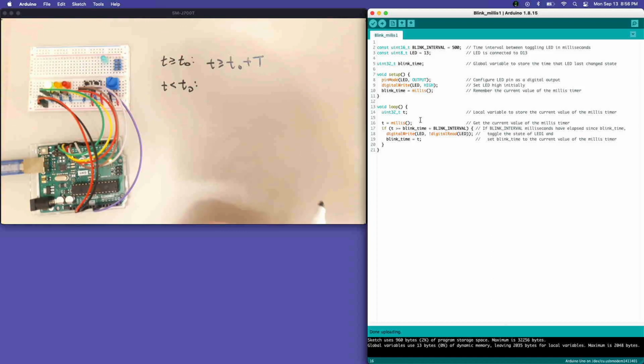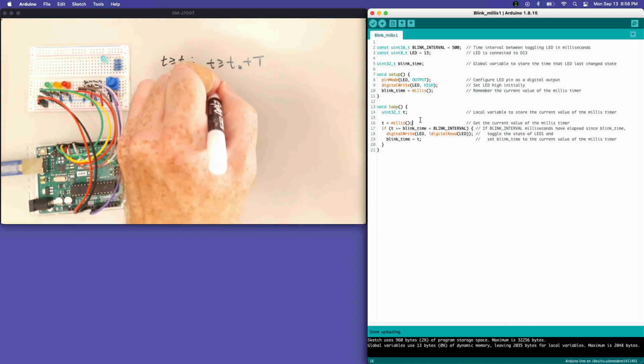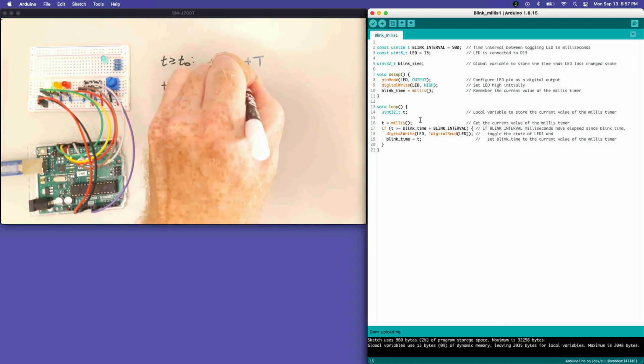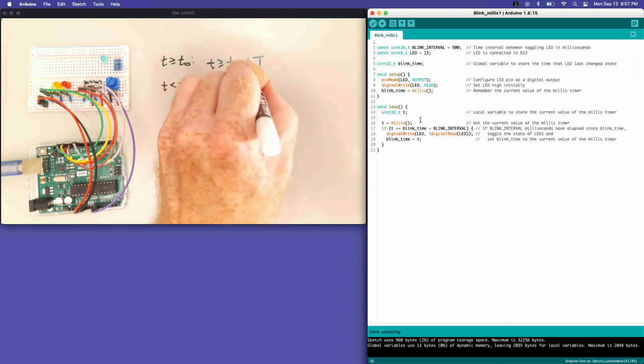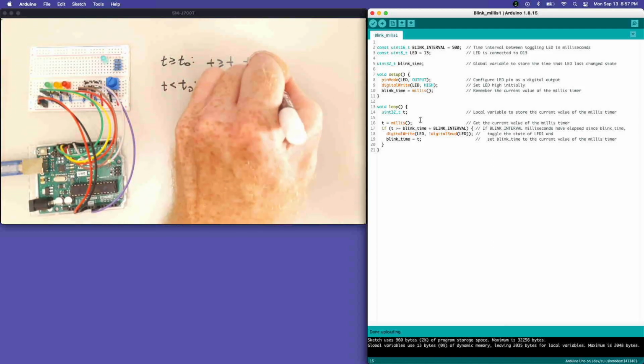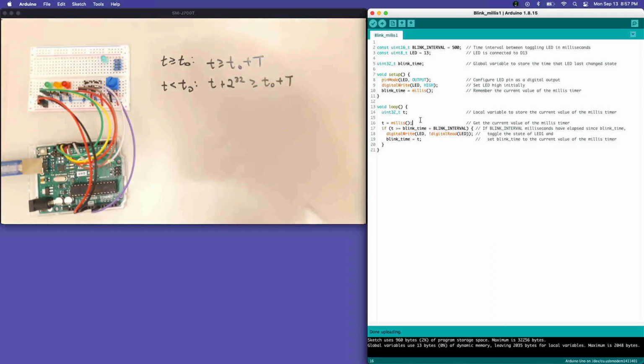Okay, and in that case, the condition that we would really like to be checking is something more like t plus 2 to the 32nd is greater than or equal to t0 plus capital T. All right, so this 2 to the 32nd would represent the 1 in the 32nd bit position, numbering the least significant bit from 0.